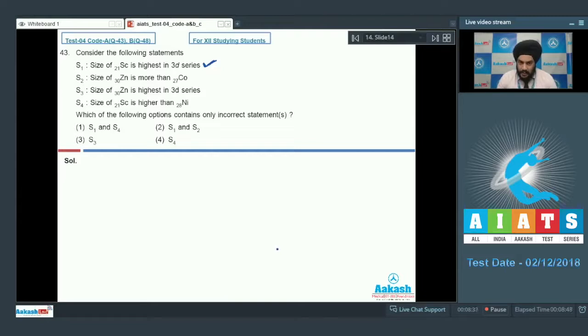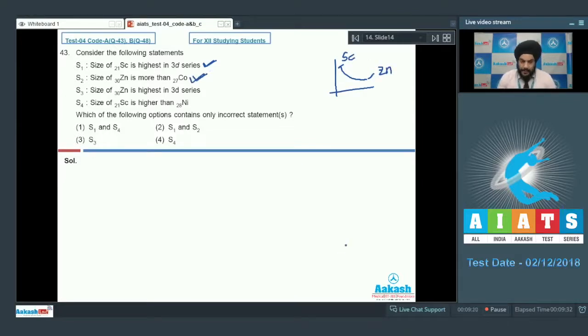This statement is also correct, students. The size keeps on decreasing up to nickel and then it slightly increases for copper and zinc. There is an exception of Mn in between. So we have scandium over here and we have zinc over here. So the second statement is also correct.